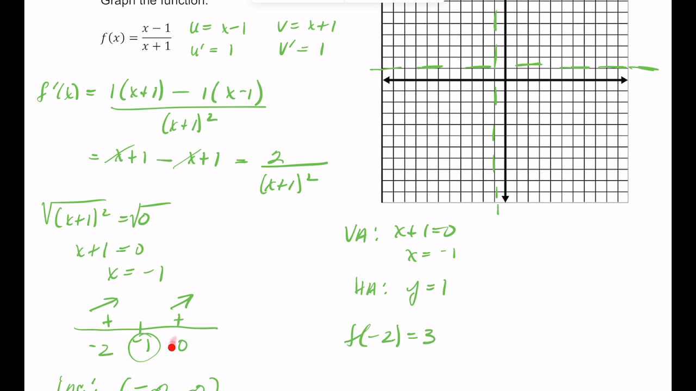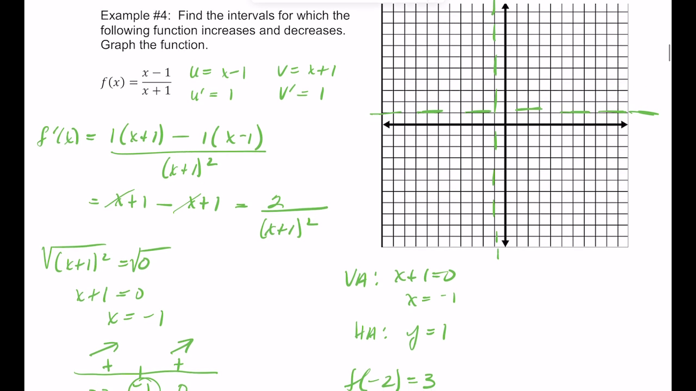I'm also going to plug in 0. So that would give me negative 1 over 1, which is negative 1. So one of my points is going to be negative 2, 3, and the graph is just going to kind of follow the asymptotes. My other point is 0, -1. So again, it's just going to follow the asymptotes and look something like that.